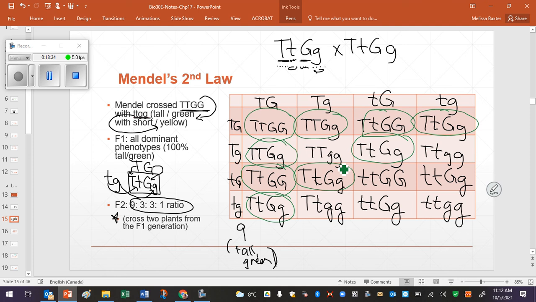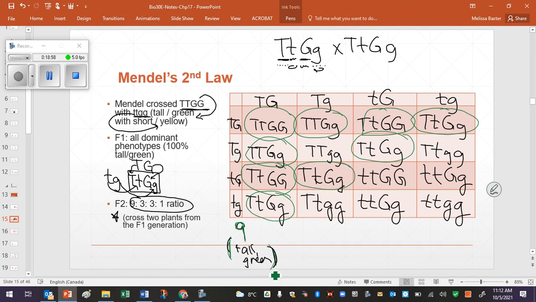Now, if you count, 4 in the first row, 2 in the second, 2 in the third, 1 more in the fourth row, that makes 9. 9 of the 16 possibilities in this Punnett square gave me a tall green plant. That was both dominant traits. So I'll just make this. And then we'll switch colors.